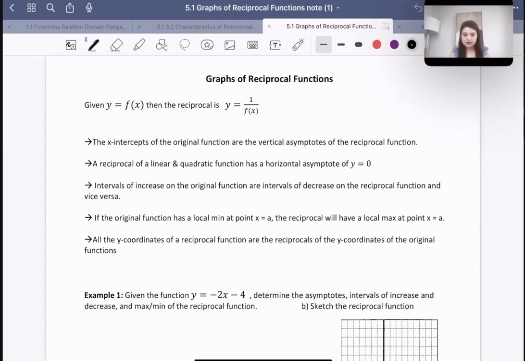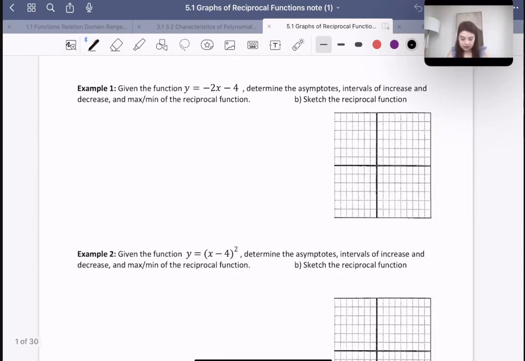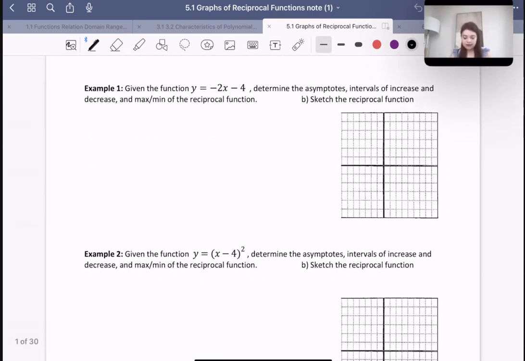All right, so for the first one, it says, given the function y equals negative 2x minus 4, determine the asymptotes, intervals of increase and decrease, and min and max of the reciprocal function, and sketch the function. So before I do any of that, I'm actually going to sketch the original function first. So what would the original function look like?